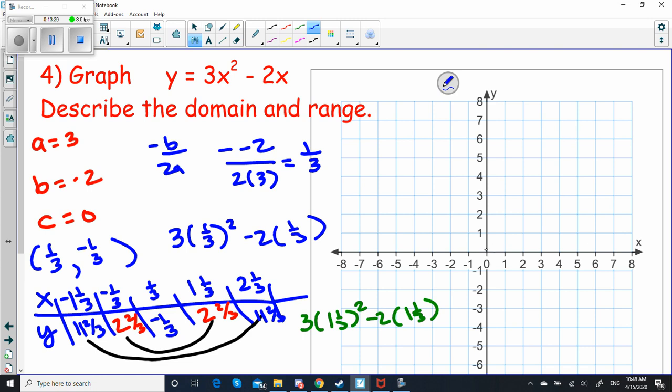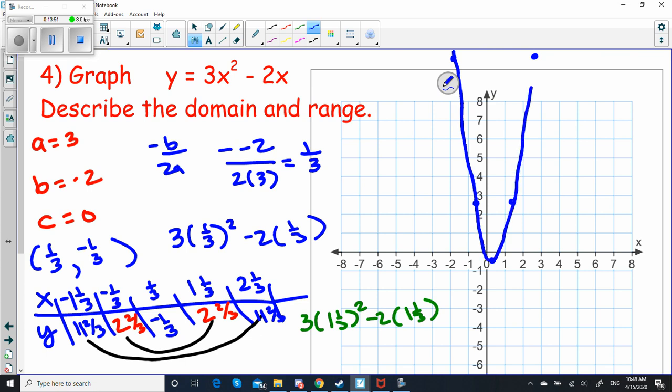So I'm going to go right to the 1/3 and down a little right here. And then 1 1/3, 2 2/3, -1/3 and 2 2/3 is about right here. 2 1/3 and 4, actually that's way up here, 11-ish. And 1 1/3 and 11-ish, way up here. So here's my parabola.